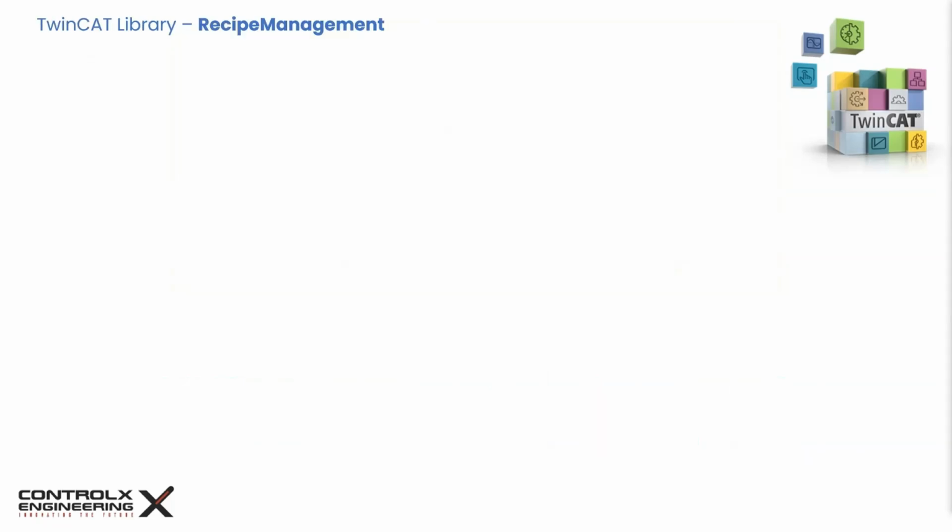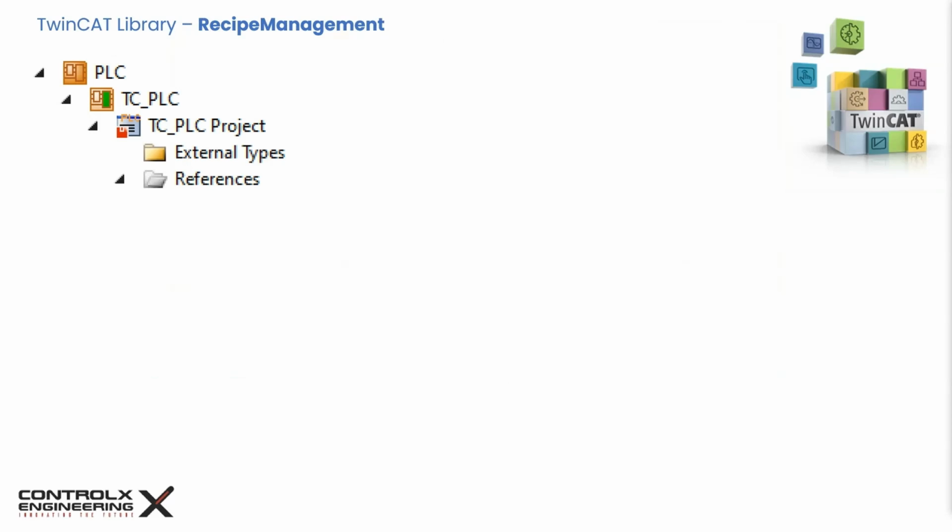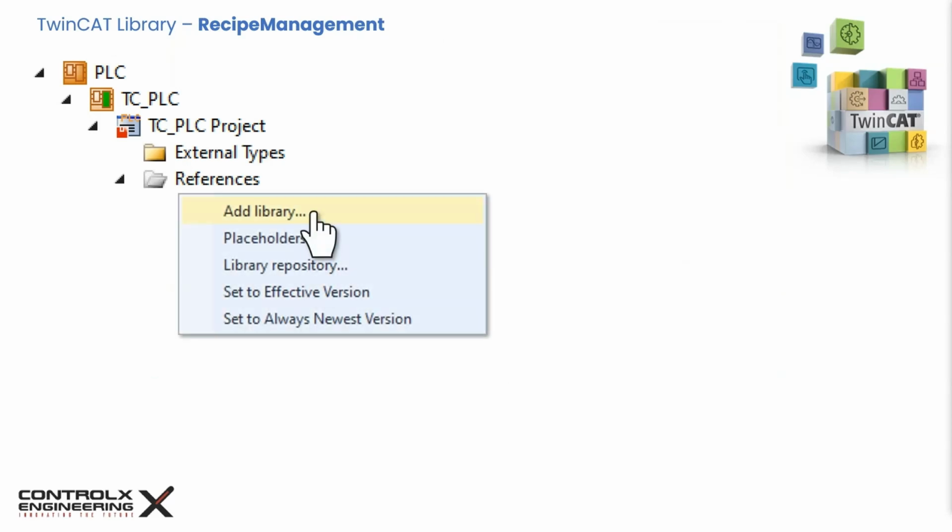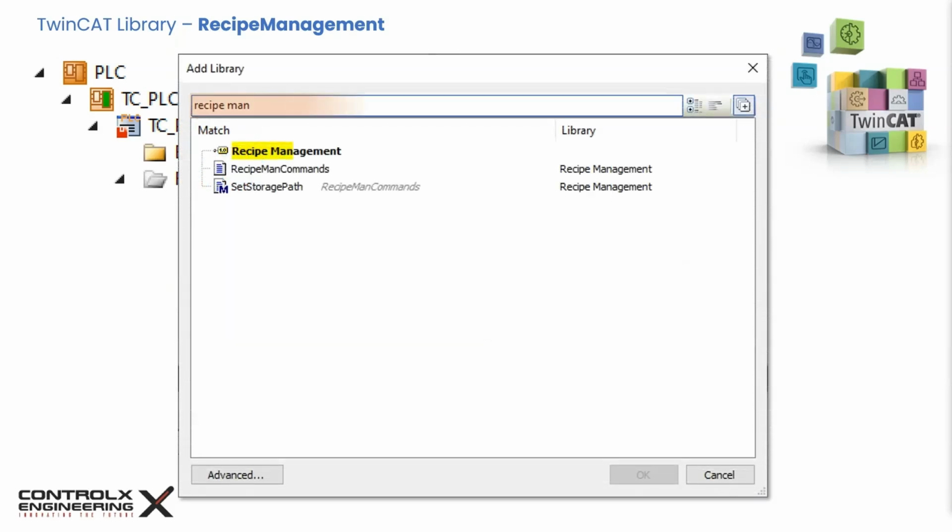In order to use recipes in TwinCAT, first we have to add the recipe management library into our PLC project. This can be done easily. Navigate to the project tree and right-click on References in your PLC project and select Add Library. In the pop-up dialog box, search for and select Recipe Management.